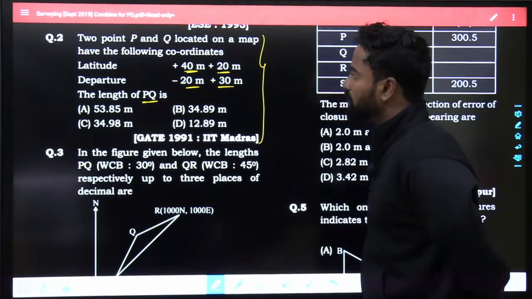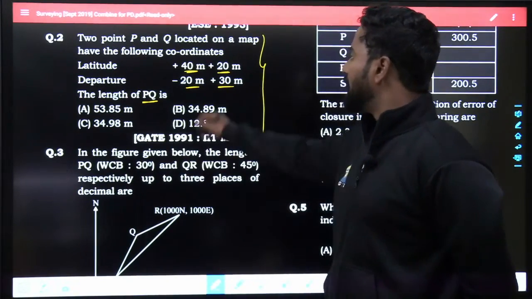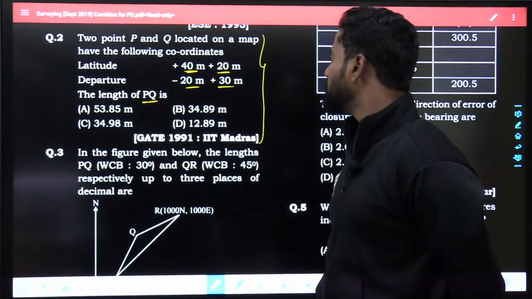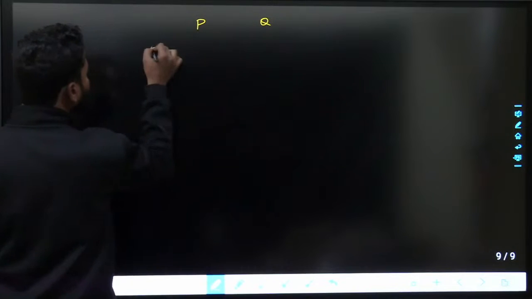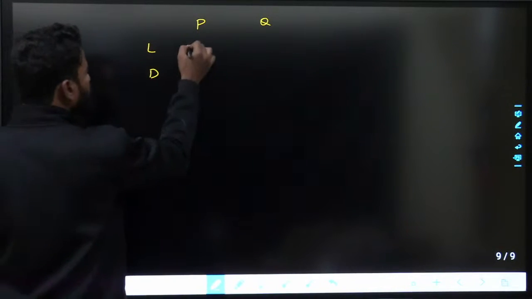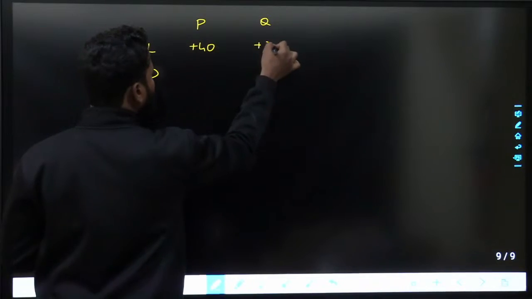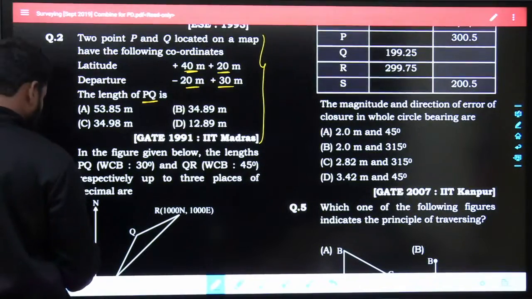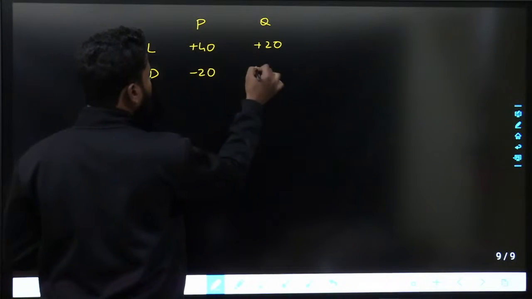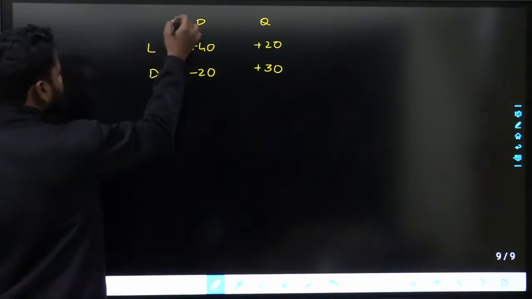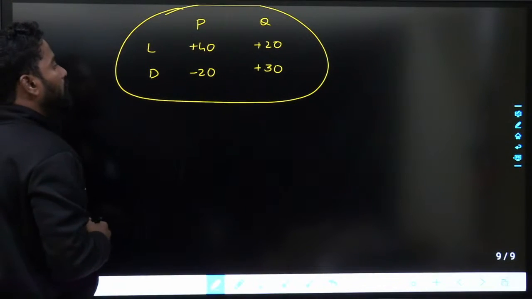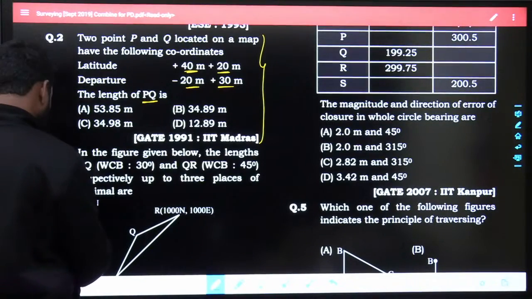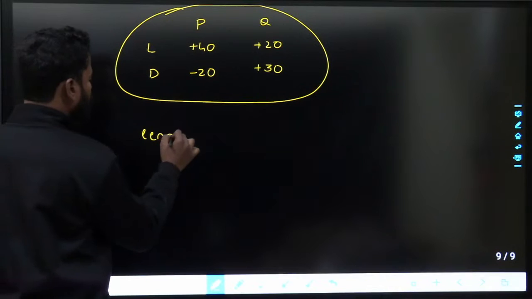Two points P and Q located on the map have the following coordinates. Latitude plus 40, plus 20; departure minus 20, plus 30. So latitude and departures are something like this. If this is the latitude and departure, what is he asking? He is asking to find out the length PQ.